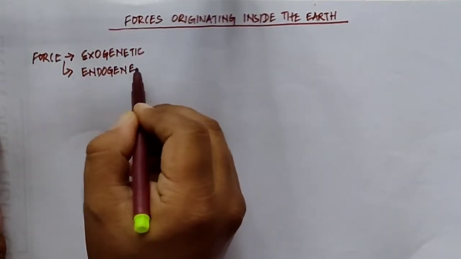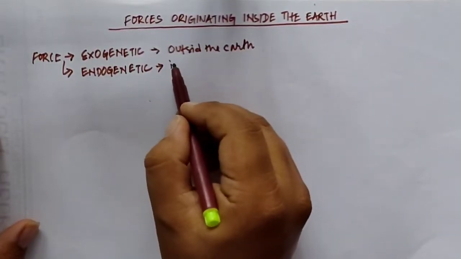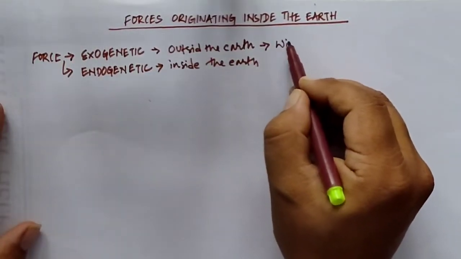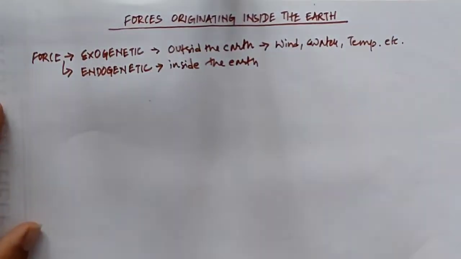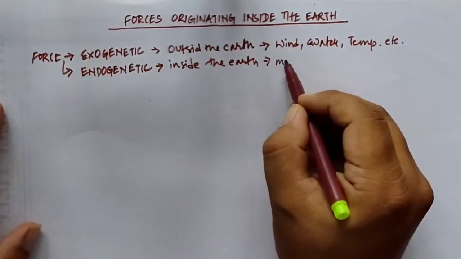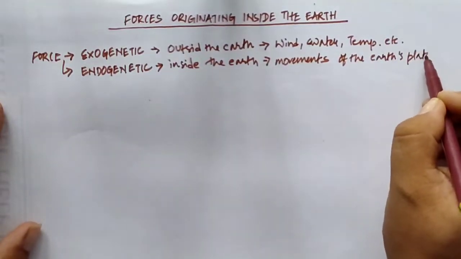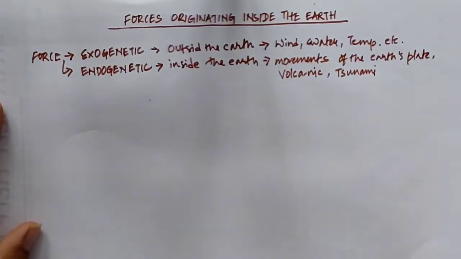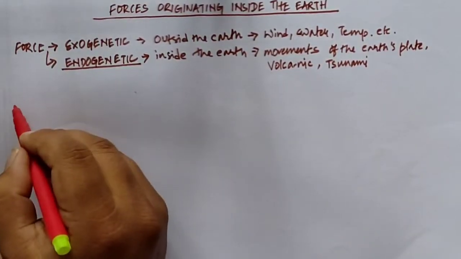Now, as the name suggests, exogenetic means forces outside the earth, and forces which occur inside the earth are known as endogenetic forces. Outside the earth means the work of wind and water or the climatic activities, and endogenetic forces are related to the movement of the tectonic plates, which leads to earthquakes, volcanic eruptions, as well as the occurrence of tsunamis. So these are the different types of forces, and today we are going to learn about the endogenetic force.